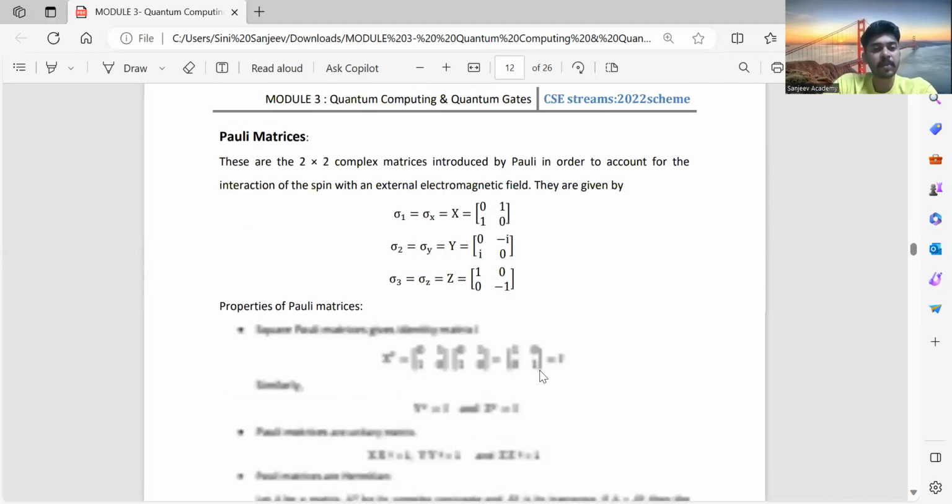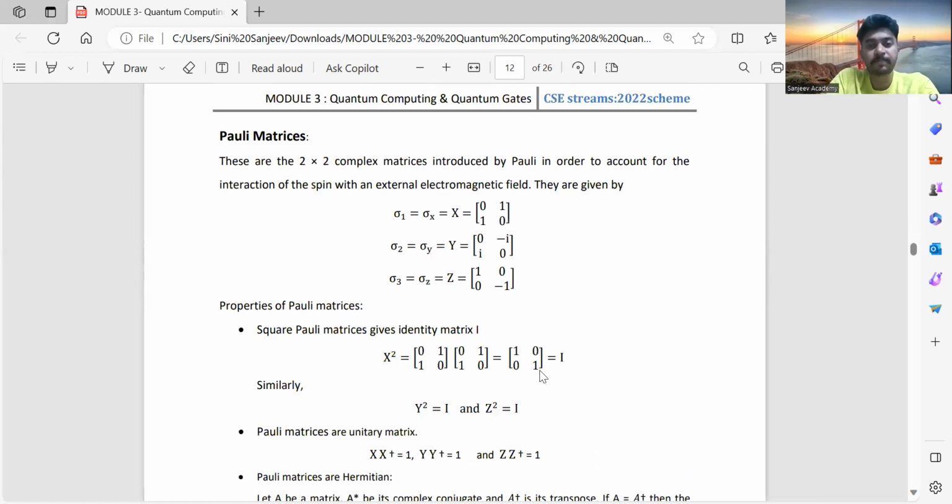And now comes our important thing, Pauli matrices, which we'll be using mainly in our quantum gates respectively. So coming to the Pauli matrices, we have sigma 1, sigma x. The X matrix is given as 0 1, 1 0. Sigma 2, the matrix is what? We have three matrices x, y, and z: 0 1, 1 0; 0 minus i, i 0; and 1 0, 0 minus 1.